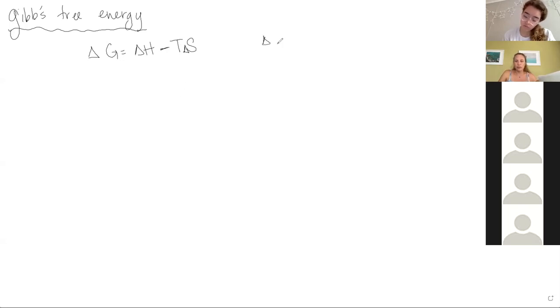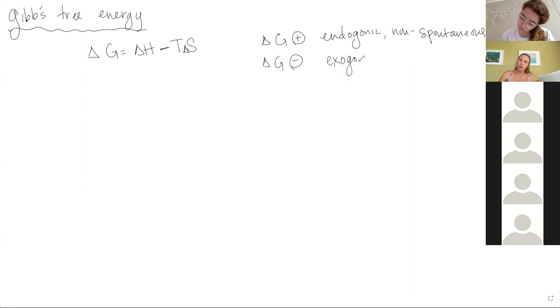If your delta G was positive, this was considered endergonic or non-spontaneous. If your delta G was negative, this was considered to be exergonic or spontaneous. And if your delta G is 0, then you're at equilibrium.